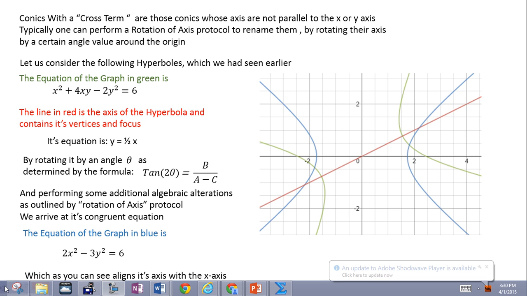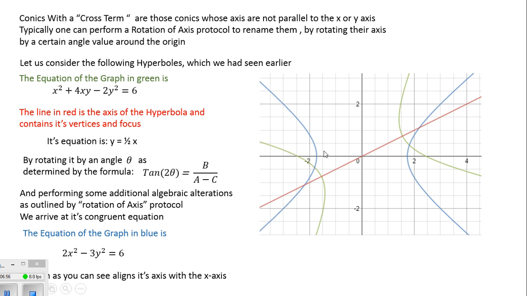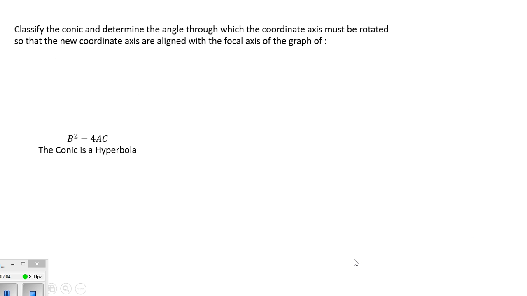So as it says here, we've aligned that. So we've taken the hyperbola represented in green with this equation, and we've rotated it through an angle which will be determined, okay, to put it in line with the axes, and then from which we could work with it from there if we so desired. Okay, so let's take a look.